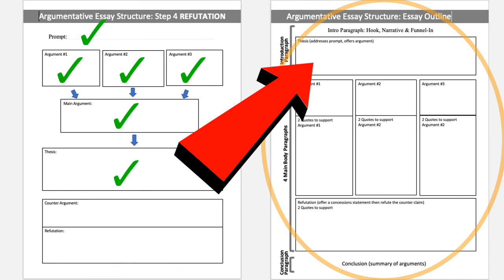Okay, so this first worksheet we're working on is really just for you to create your thesis off of your main arguments and get a general idea of what your essay is going to look like. The next time we do our writer's workshop, we're going to be doing the actual essay outline with you finding your quotes and finding all of your support and talking about that refutation concession statement even further in more detail.